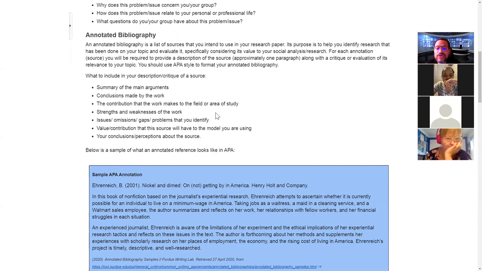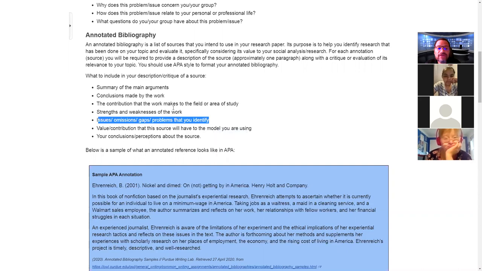So let's just say you were doing it on persecution of Muslims in certain parts of India, right? You might have an article that talks about that and says why this is a bad issue for the world, so to speak, or for India. And you have to then look at the article and say, what has the article missed? Are there omissions or gaps or problems that you identify with the article? If you're not saying that, you're not doing a good job assessing the article.